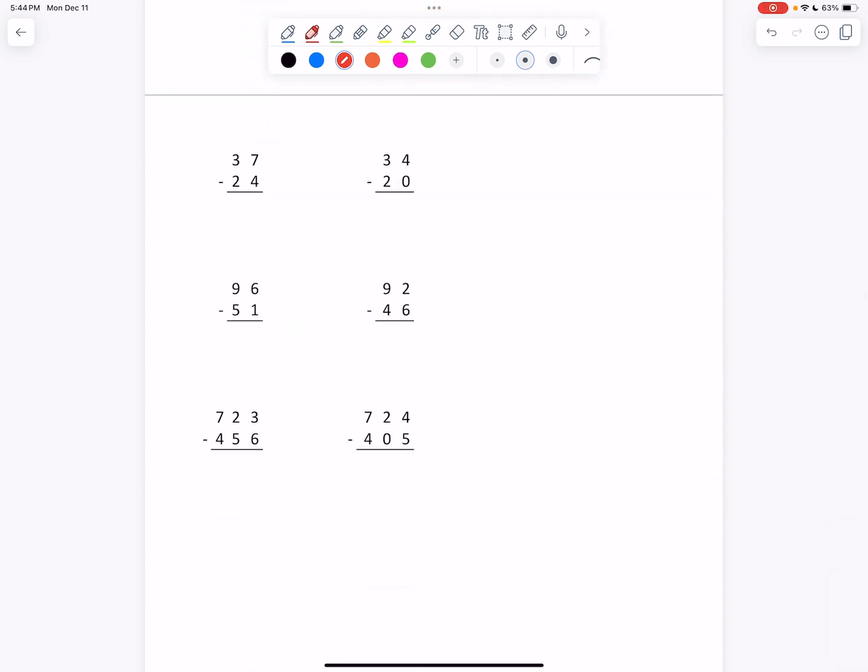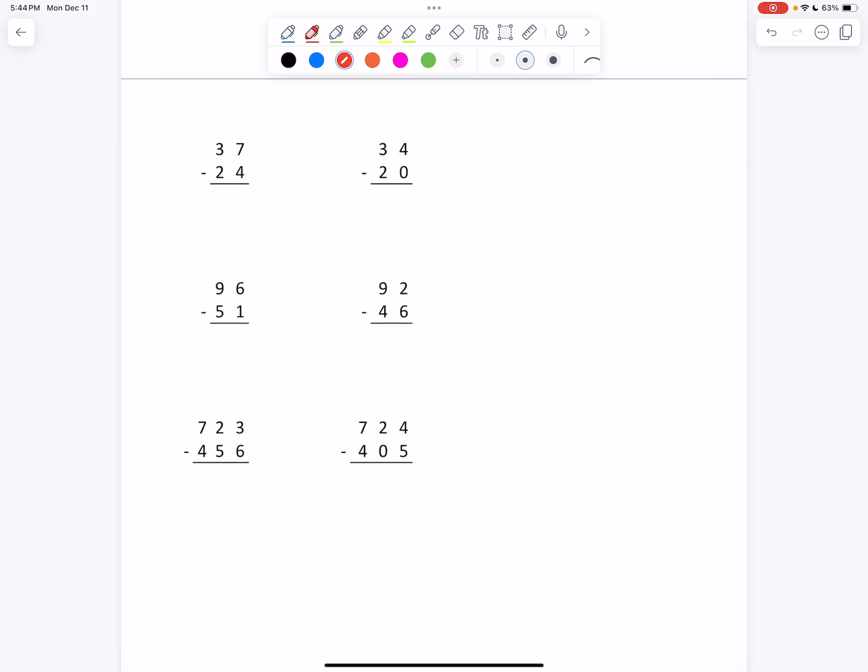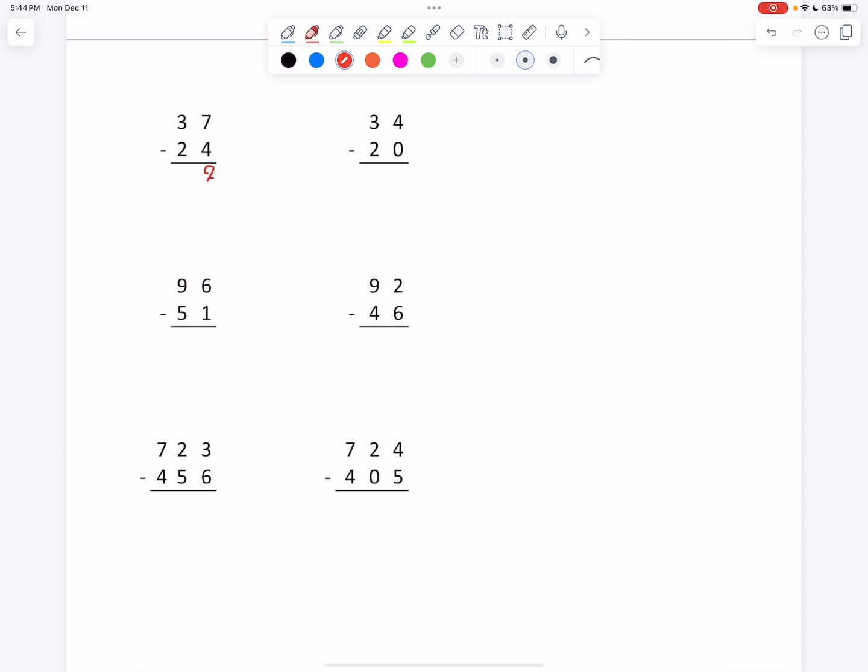So 37 minus 24. 7 minus 4 is 3. And 3 minus 2 is 1. 4 minus 0 is 4. Again, we said the 0 is just a placeholder, keeping the 2 in line in the tens column. 0 has no value. 4 minus 0 is 4. 3 minus 2 is 1. 6 minus 1 is 5. And 9 minus 5 is 4.